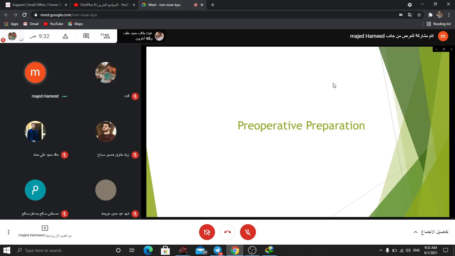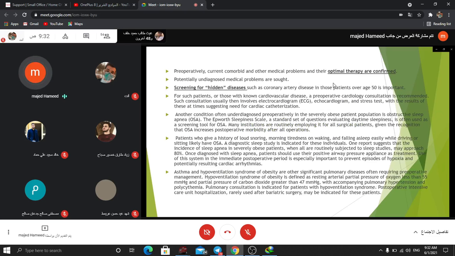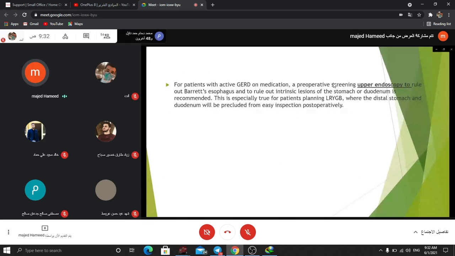Pre-operative preparation. Preoperatively, current comorbid and other medical problems and their optimal therapy are confirmed. Potentially undiagnosed medical problems are sought. Screening for hidden disease. For patients with active GERD on medication, a preoperative screening upper endoscopy to rule out Barrett esophagus and to rule out intrinsic lesions of the stomach or duodenum is recommended.